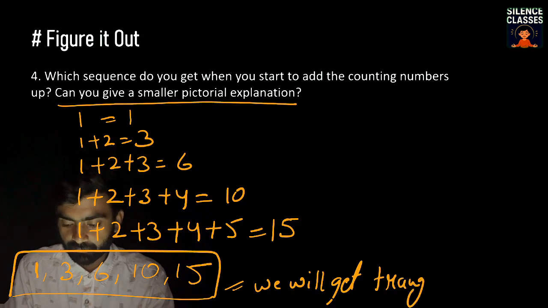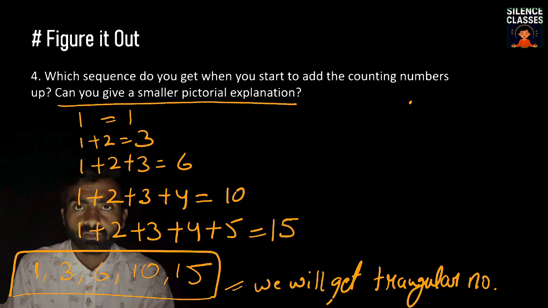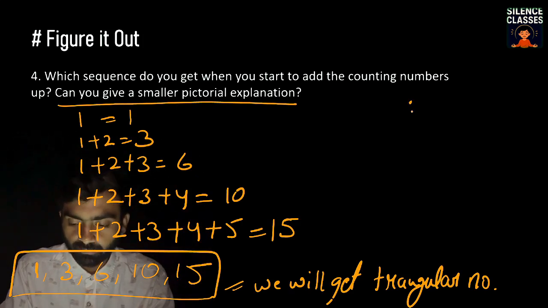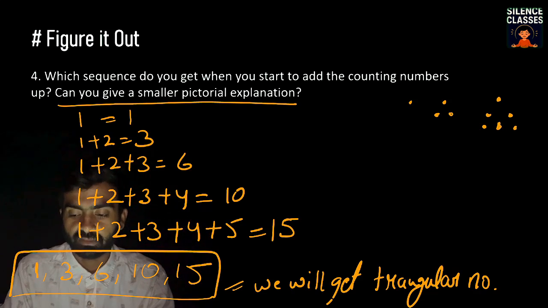So we can write it down that we will get triangular numbers. How? 1. Now the next number is 3: 1, 2, 3. You can check it out, it is making a triangle. 6: 1, 2, 3, 4, 5, 6. A perfect triangle is here. Now 10: 1, 2, 3, 4, 5, 6, 7, 8, 9 and 10.